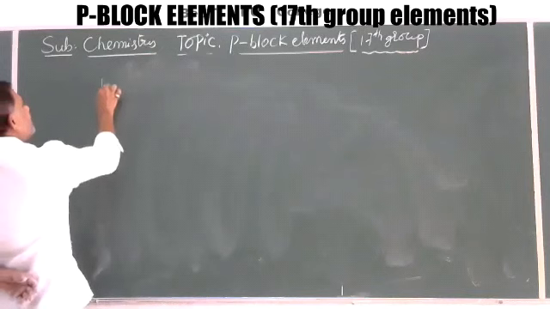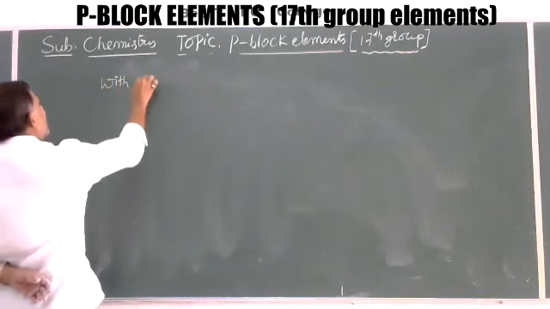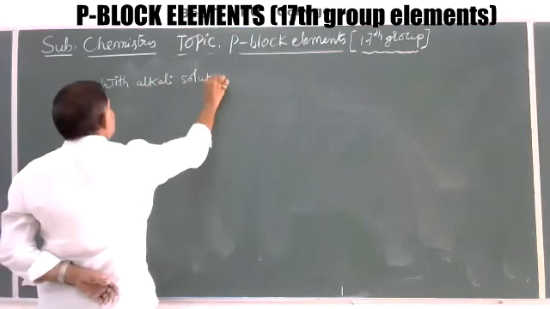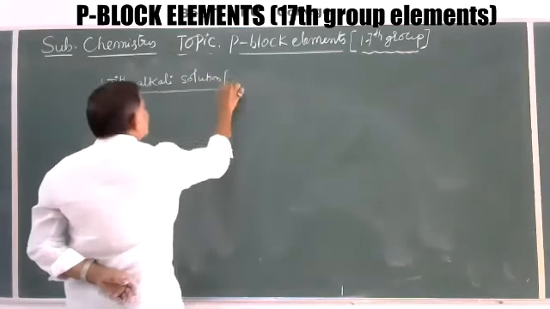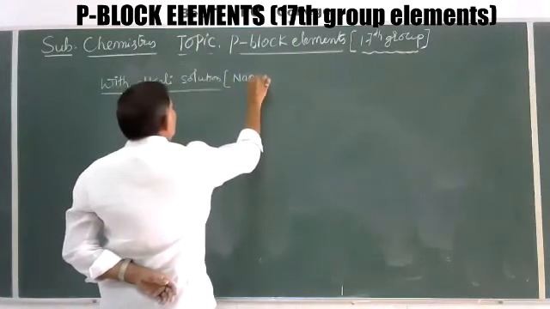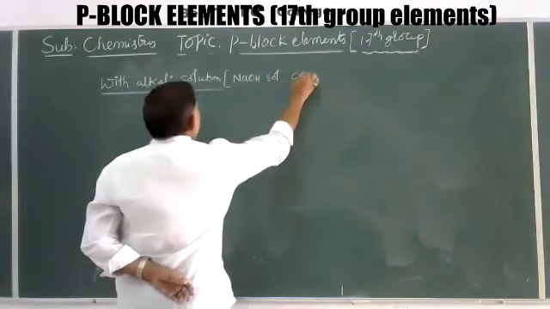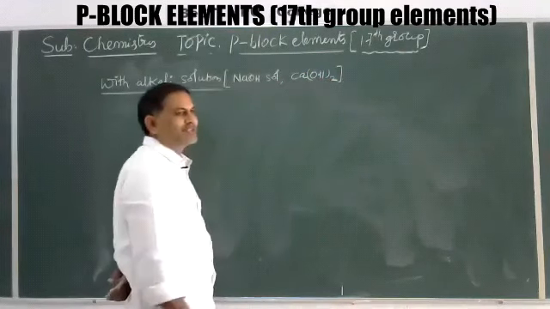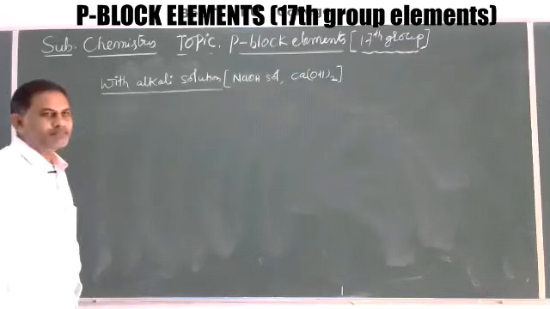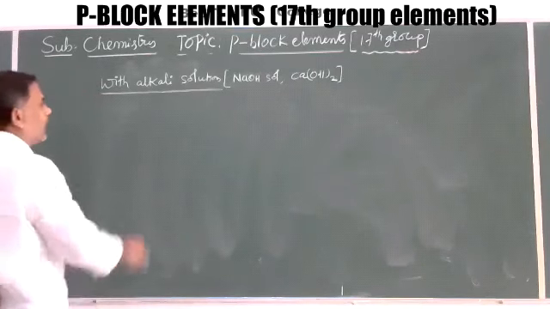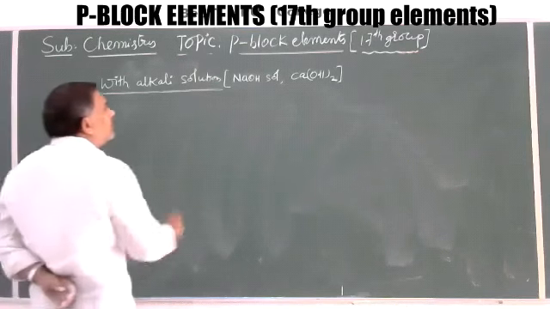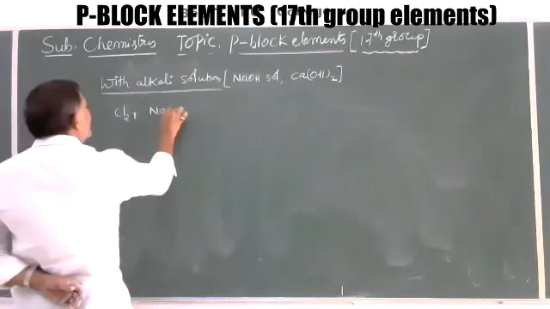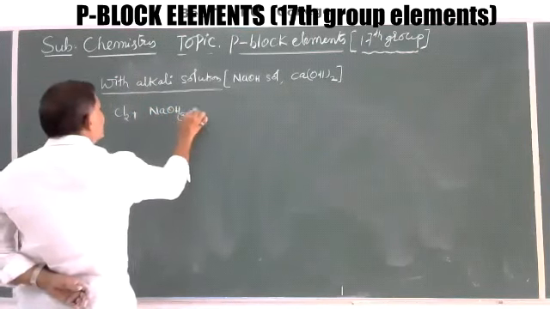This is a very, very important property, with alkali solution. With alkali solution means it reacts with sodium hydroxide, NaOH solution, or, in our syllabus, one more important one is given, Ca(OH)2 solution, slaked lime, calcium hydroxide. Now here chlorine reacts with sodium hydroxide, NaOH, in aqueous medium.